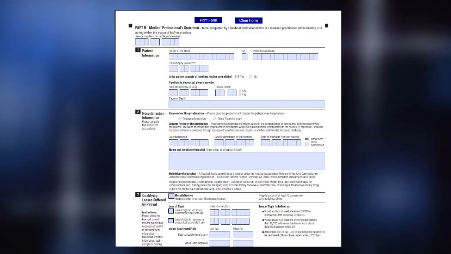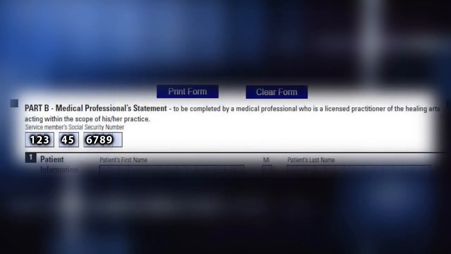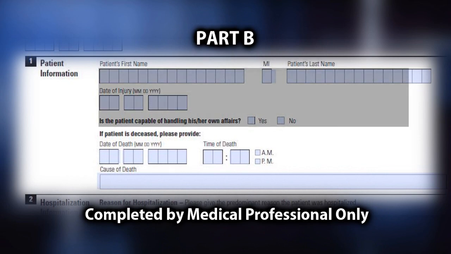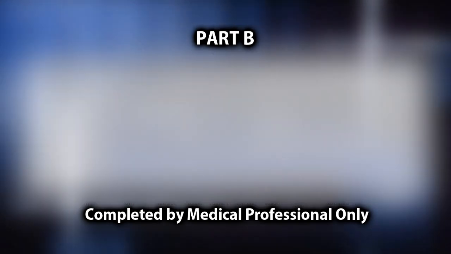Page 8, Part B. Now, we are on the portion of the claim that is for the medical professional statement. To be completed by a medical professional who is a licensed practitioner of the healing arts acting within the scope of his or her practice. Page 8, Part B, Section 1. The medical professional will enter the patient's name, date of injury, and other personal information.